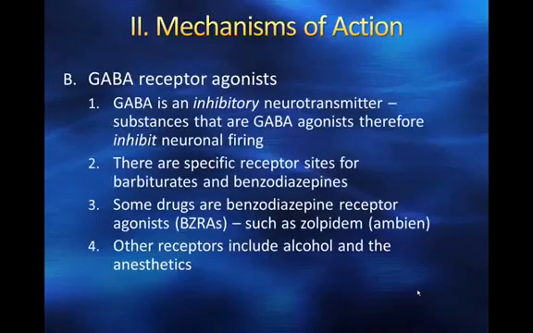As we've talked previously, GABA is an inhibitory neurotransmitter. Remember, GABA is gamma-aminobutyric acid. So substances that are GABA agonists therefore inhibit neural firing. So it's no surprise that sedative drugs would have an inhibitory effect. In fact, they are sedatives because they have an inhibitory effect.